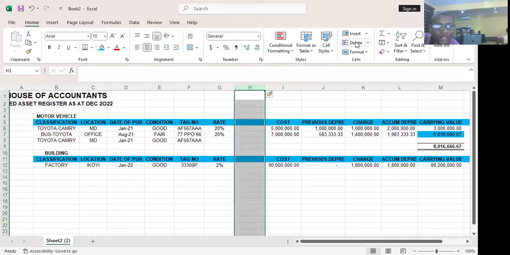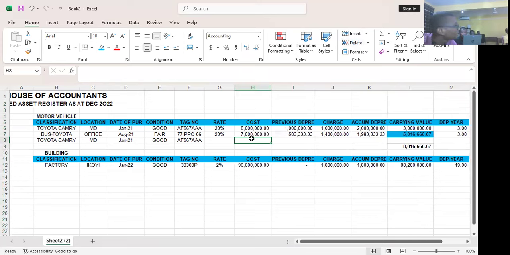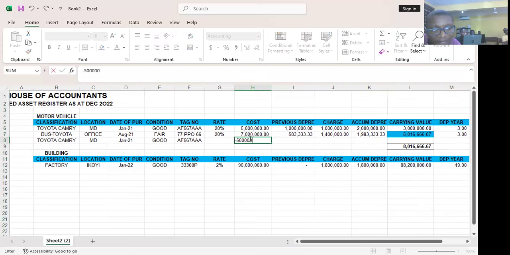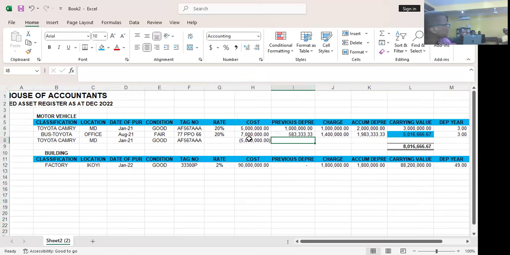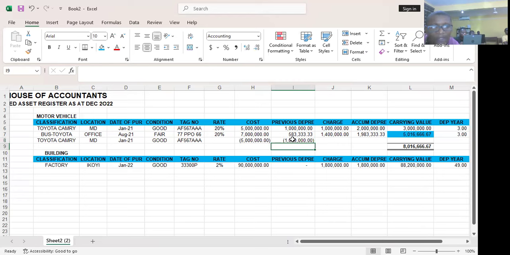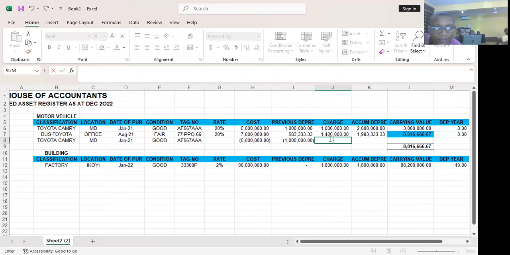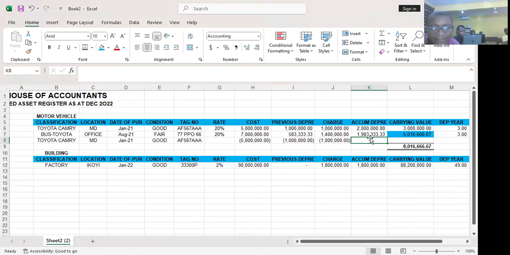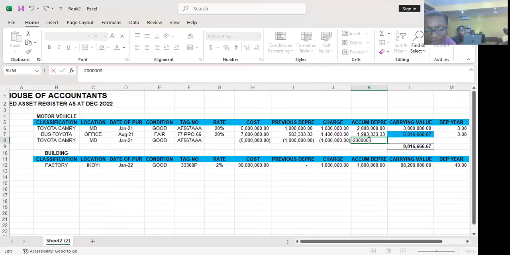Or if you don't want to call it that, you should know that anytime I put a figure in brackets, that is a disposal. So this 5 million naira, I want to say it has been disposed of. I will say minus 5 million naira. All the depreciation charge also must be removed. So I will say this 1 million naira has been removed. The one that was charged here has also been removed. This accrued depreciation has also been removed. Everything concerning that particular figure must be totally removed if there's a disposal.